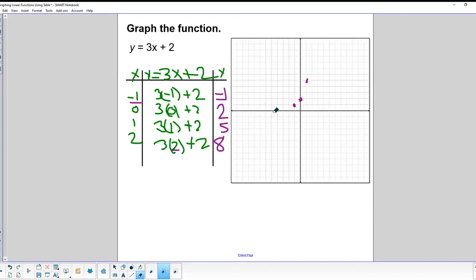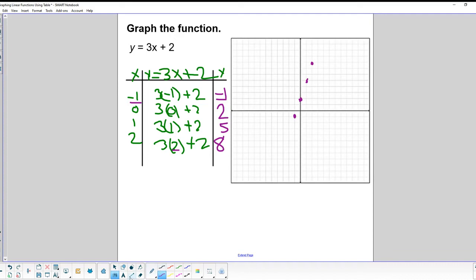And I noticed that my points were not lined up here. So I've got to go back and regraph that first one. -1 and -1 and -1. That's more like it. And then the last one, 2 and 8. So over 2 and up 1, 2, 3, 4, 5, 6, 7, 8.